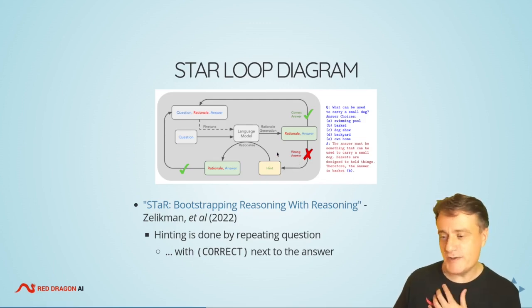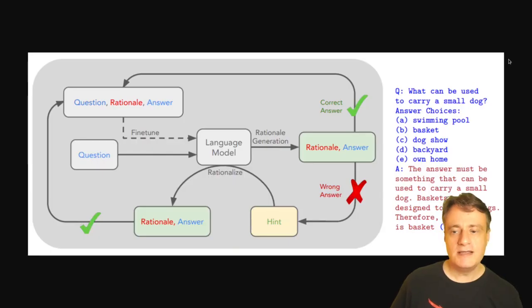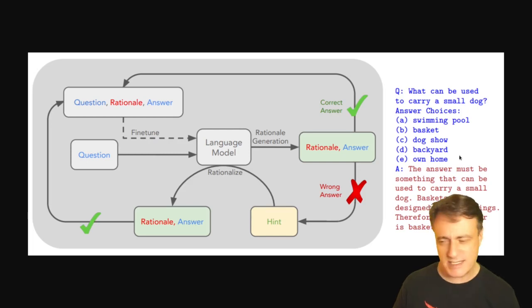I think to describe what's happening with a hint, I should blow this diagram up so you can see the scheme. So here's the same diagram but much larger. You can see that the question trying to be answered is, what can be used to carry a small dog, and the answer choices are a swimming pool, a basket, a dog show, backyard, own home. Okay, so some of these are kind of nonsensical, but here the answer must be something that can be used to carry a small dog. Baskets are designed to hold things, therefore the answer is basket B. Okay, so that is a solid rationale getting to the correct answer.